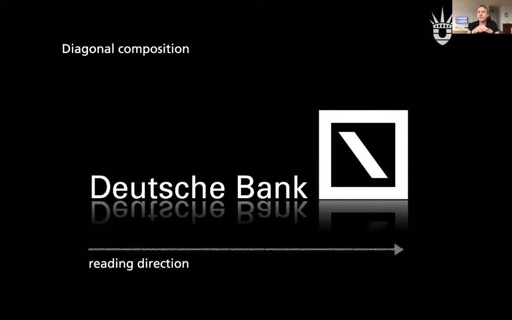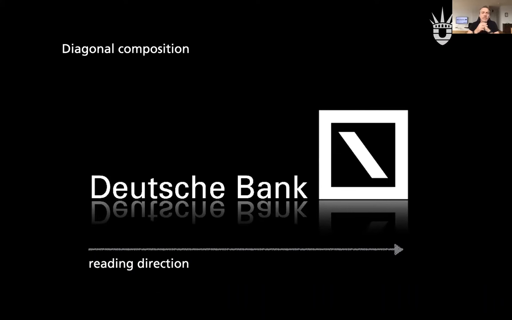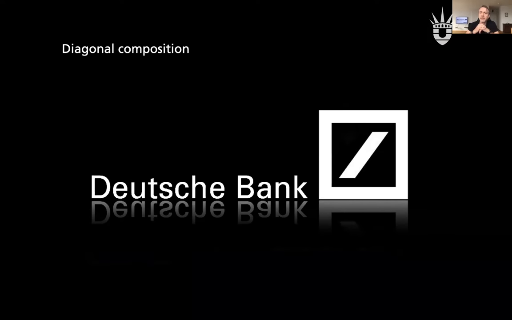Because everything we do has something to do with the reading direction. And the reading direction in the Western world is normally from left to right. That means if this would be the logo of the German bank, it wouldn't be rich. You see, it goes down. That's the correct logo of the German bank, the Deutsche Bank.